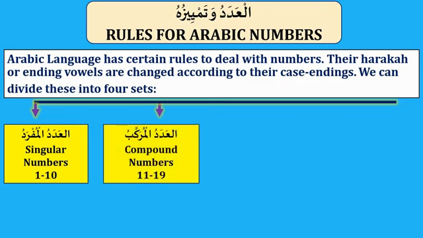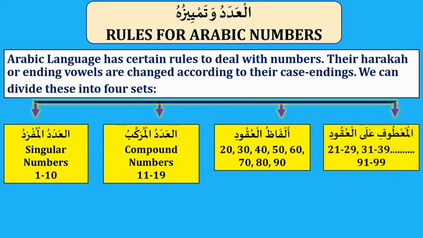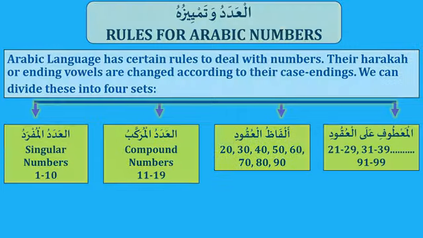Second one, al-adadul murakkab, compound numbers, and these are from 11 to 19. And the third one, al-fadul uqud. These are the multiples of tens from 20 to 90. And the last one, al-ma'atuf al-uqud, the numbers used with multiples of tens from 21 to 99, such as 21, 22, 23 till 29. So let's learn them in detail.